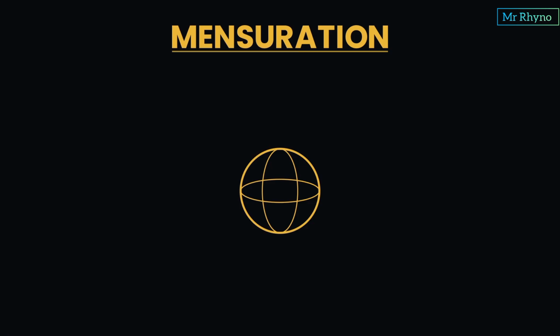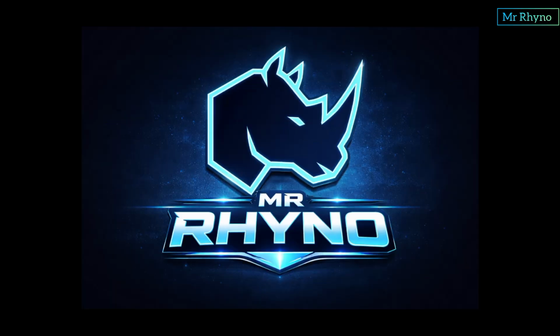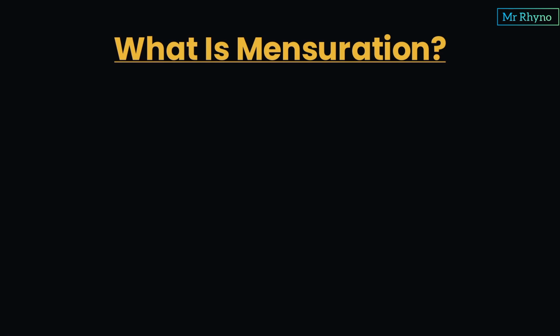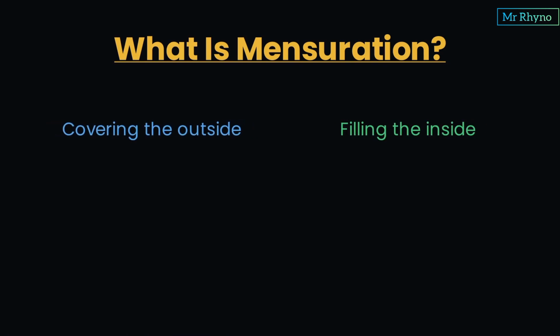By the end, you won't memorize formulas. You'll understand where every single formula comes from. Let's begin. Mensuration is simply the mathematics of measuring shapes. There are two things we usually measure. The first is the amount of space covering the outside. The second is the amount of space inside. These are completely different ideas.